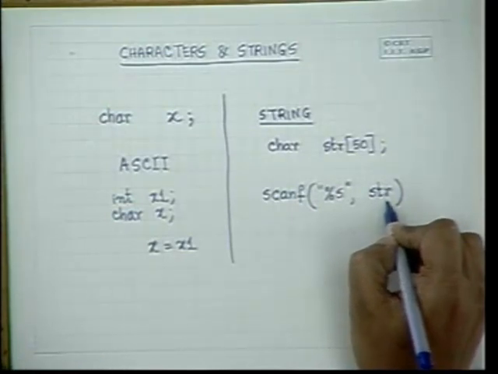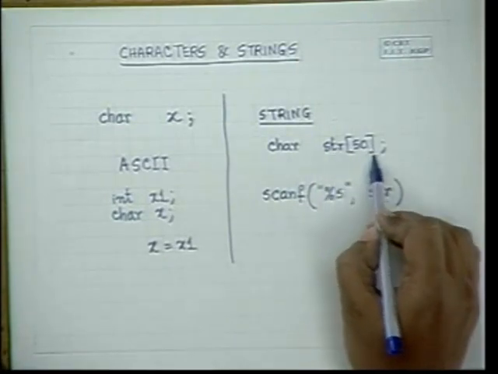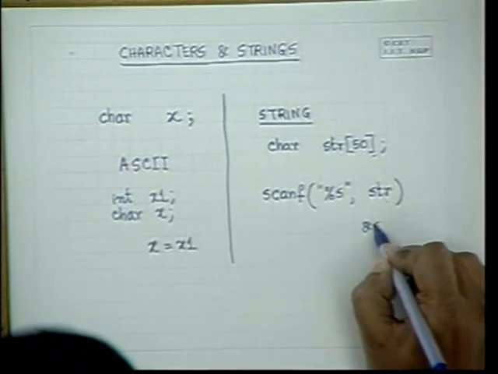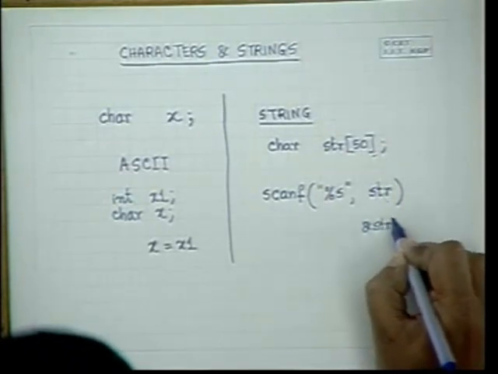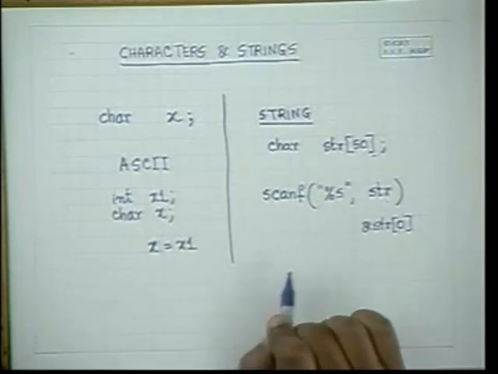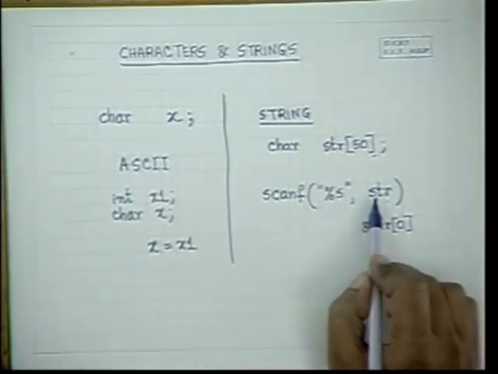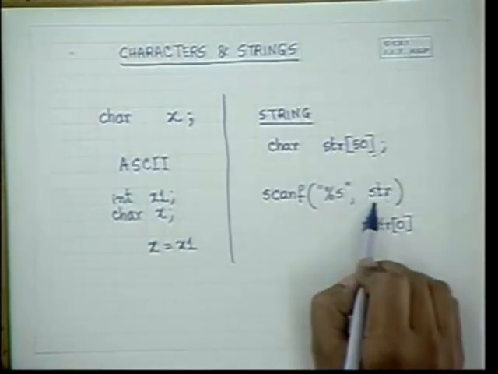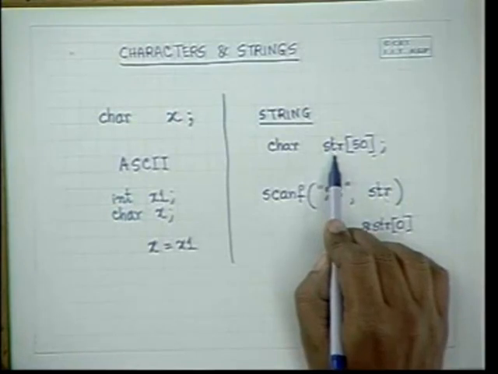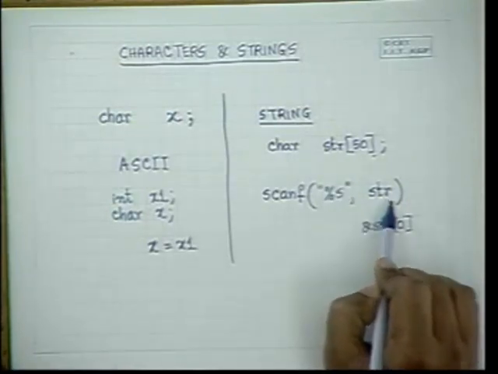The name of the string is sufficient to provide the address of the string, which is the same as &str[0]. We'll see array indices and addresses later to find out. So you have to give the starting address of the string, which is equivalent to giving the name of the string. And once you give the name of the string, automatically the string will be read.